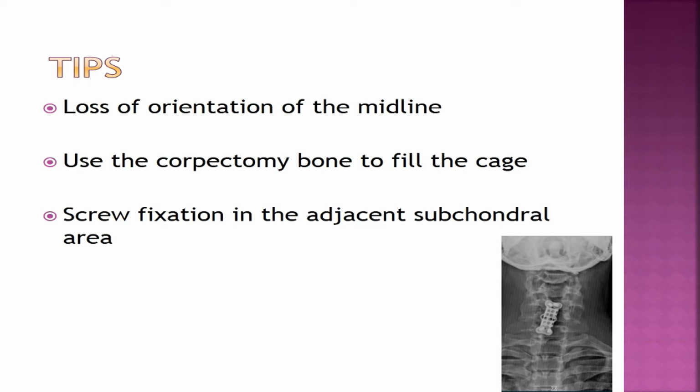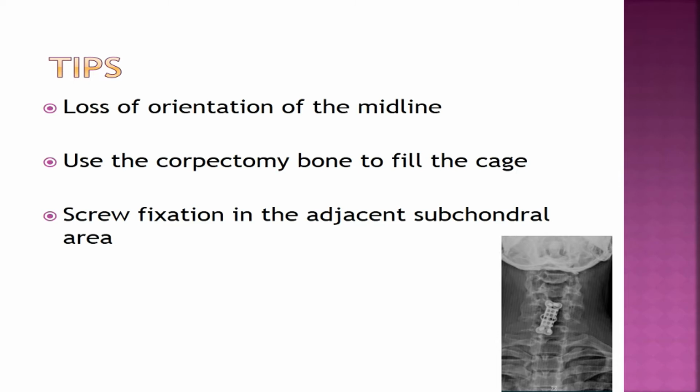It was lucky because in this injury, the inferior part of the plate was at C7, but if it is at a higher level, there could be a possibility that you might injure the vertebral artery. And if you are considering using a cage, then you can use the corpectomy bone to fill the cage.